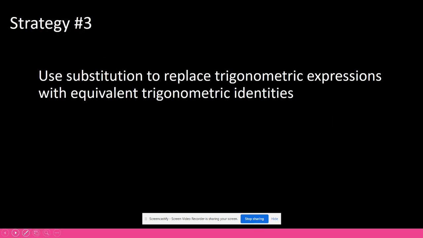Our third and final strategy that we're going to talk about today is using substitution in general. I know we've talked about replacing things in terms of sine and cosine, but it's not always going to be sine and cosine that we can replace. So if we're looking at all of our trig identities, we can try to use substitution to replace one of our trig expressions with an equivalent trig expression.